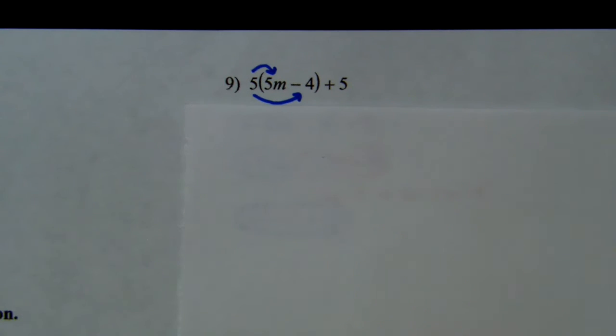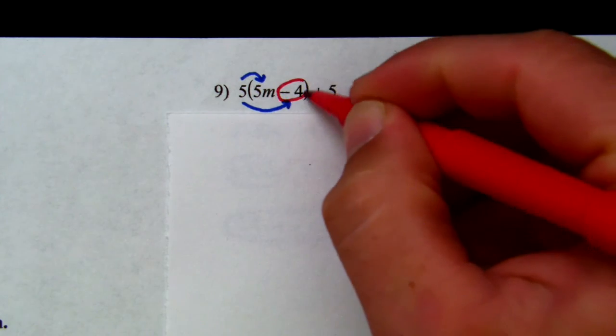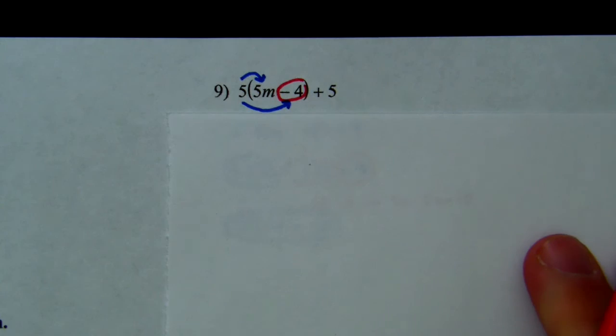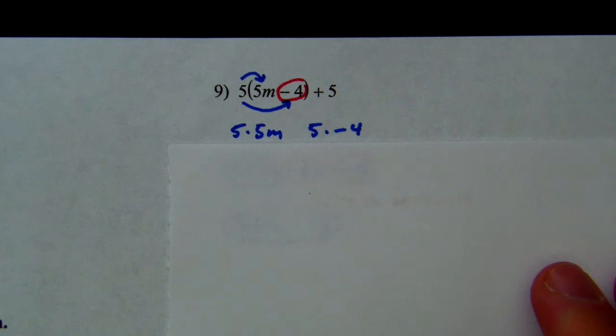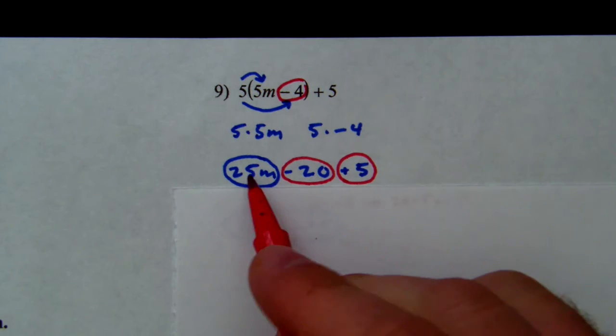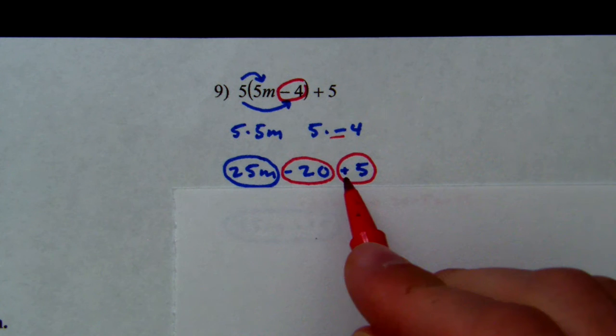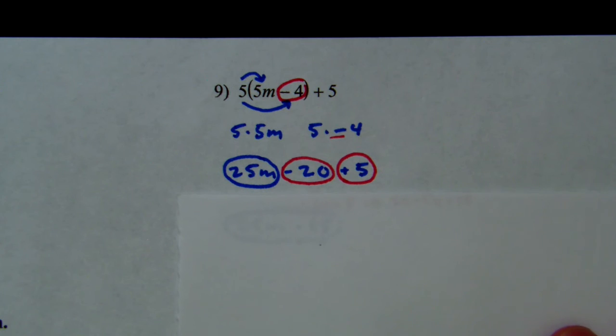Now, a tricky one, distributive property with combining like terms. So what we have to do here is distribute that 5 into both terms. Okay, so that's what we're going to do first. We're going to say 5 times 5n, and 5 times negative 4. So we get 25n right here, minus 20, which is right here, and then plus 5.